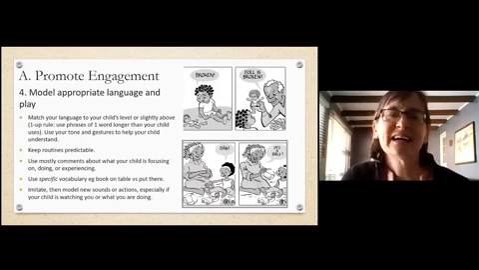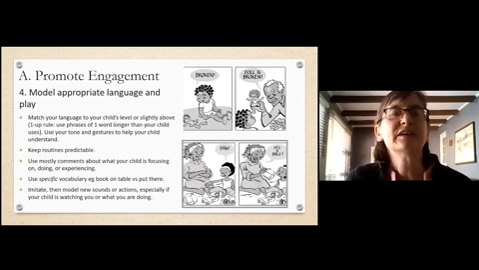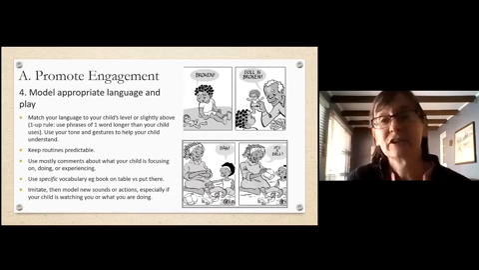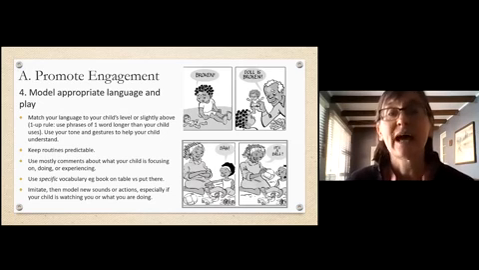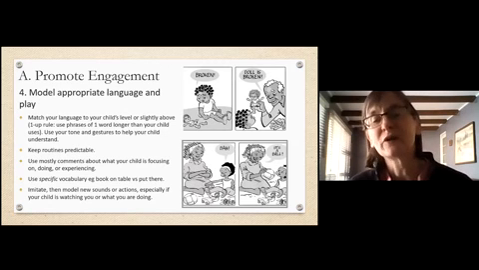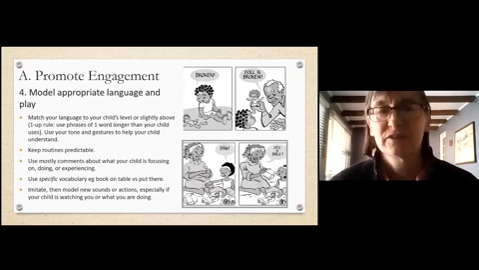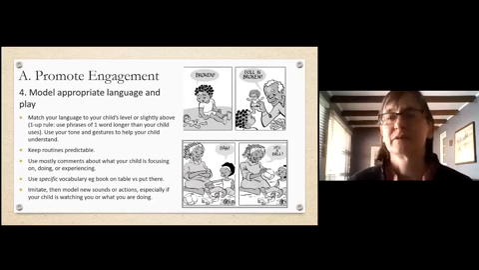And then lastly, under this promoting engagement category is modeling appropriate language and play. So this first strategy here, match your language to your child's level or slightly above, sometimes called the 1-up rule, where you use phrases of 1 or 2 words longer than what your child uses. So there's a couple of examples there.